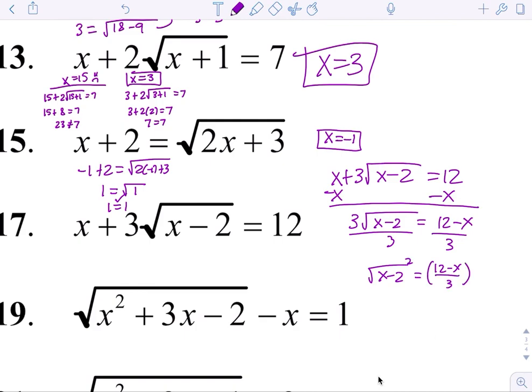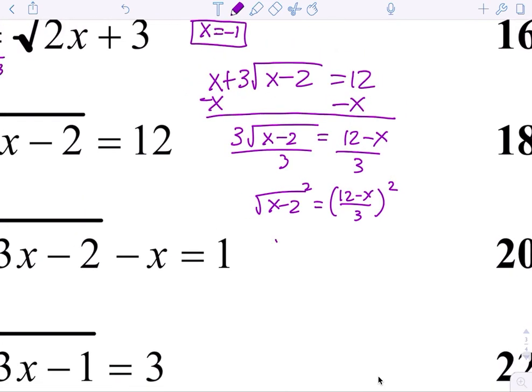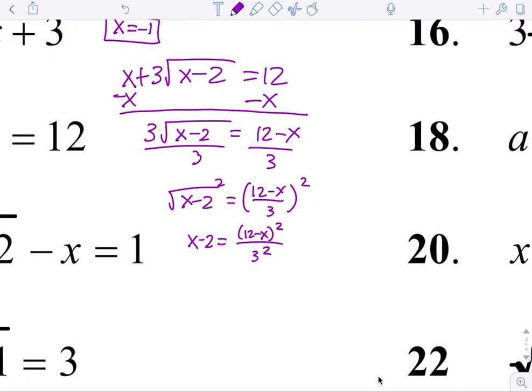Take both sides to the second power to eliminate that radical. So we're going to get x minus 2 is equal to 12 minus x to the second power over 3 to the second power. So 12 minus x, you guys, to the second power is multiplying it twice, right, to itself. 12 times 12 is 144. 12 times negative x, negative 12x. Negative x times 12, negative 12x. Negative x times negative x plus x squared. All over 3 squared, which is 9.